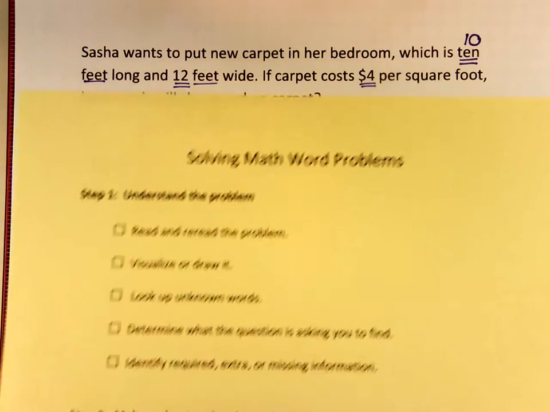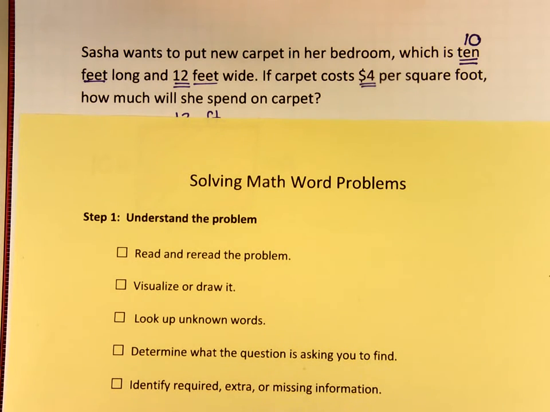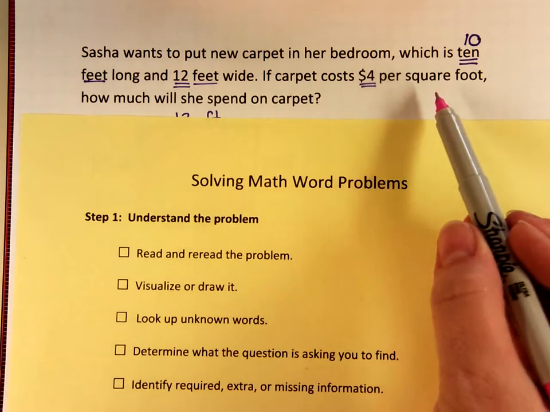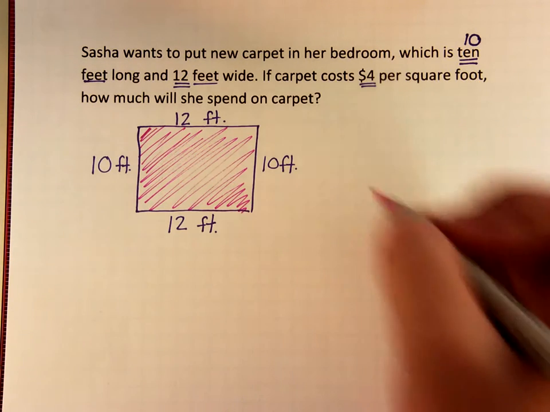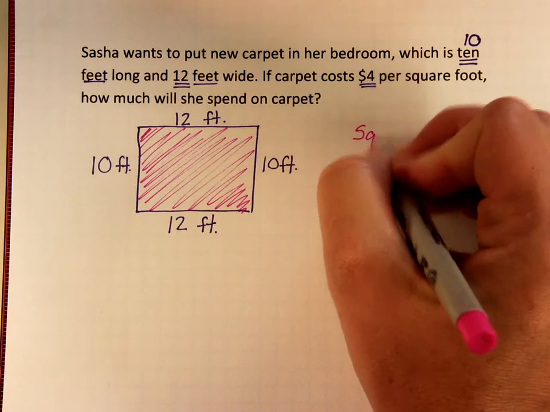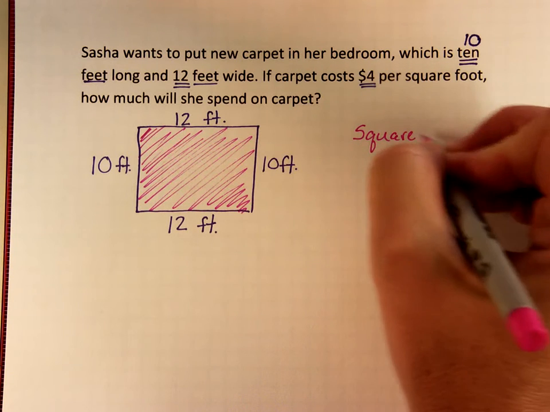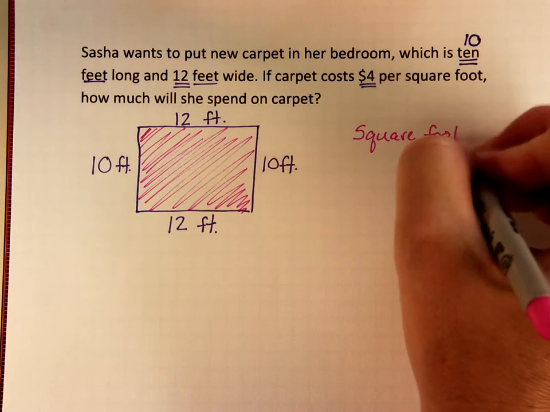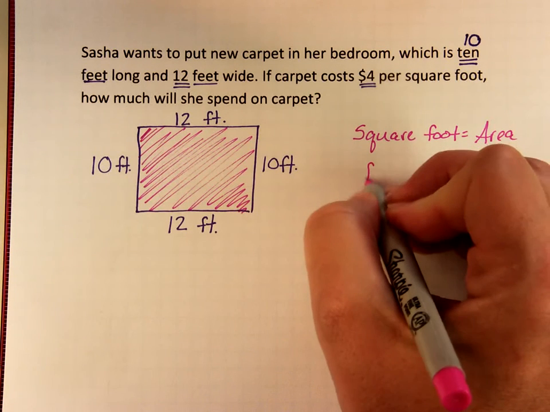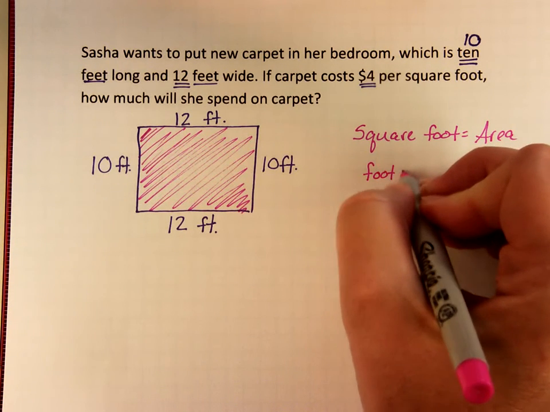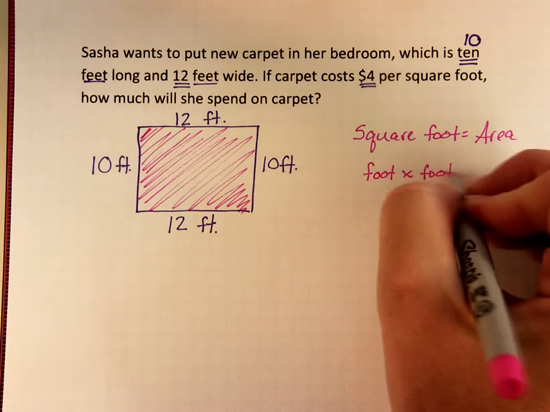Are there any unknown words? Perhaps you don't know what square foot is, and I can give you a hint because when you see square foot, that is an indication that you're going to be working with area. Square foot is a measure of area, and that basically means that you've multiplied a foot times a foot.